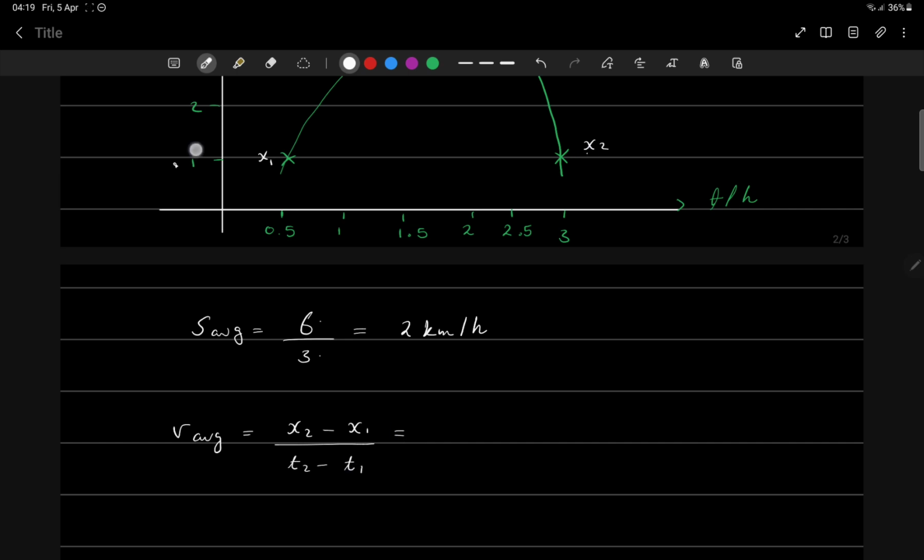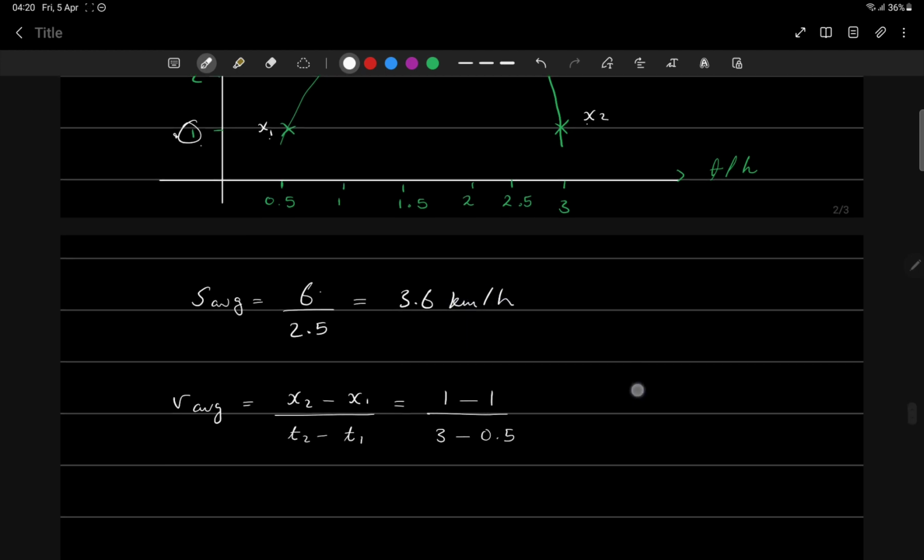Now x2 is 1 and x1 is also 1 because he pretty much started and ended the motion at the same point. So x2 is 1 meters and x1 is also 1 meters, and time is 3 minus 0.5. Okay, I made a mistake here. It's 3 minus 0.5 here again. So it's 2.5, it's divided by 6, 6 divided by 2.5, which equals 3.6 kilometers per hour.